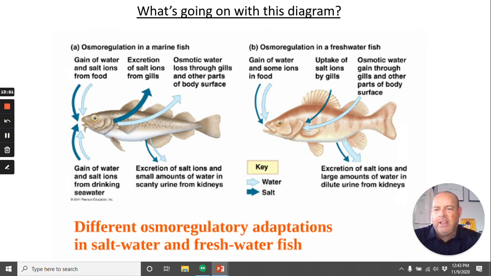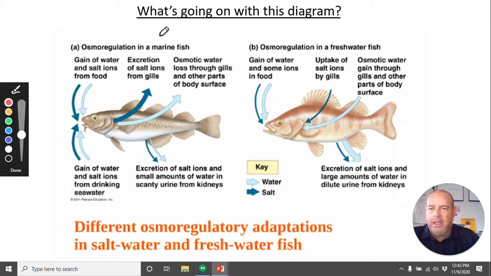This is kind of an interesting diagram, because most people just think about fish being fish and not really realizing they have to regulate themselves differently. So it depends on if you are a marine fish out in the ocean or if you are a freshwater fish in a lake or a pond somewhere. And so, how do they go about doing this?